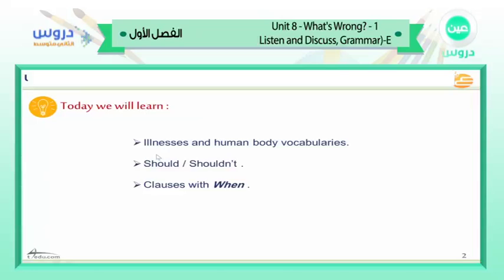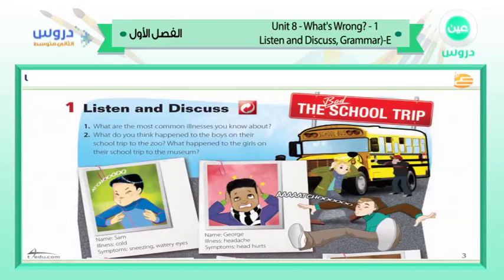Today we will learn: number 1, illnesses and human body vocabularies. Number 2, should and shouldn't. Number 3, clauses with when. Number 1, listen and discuss.